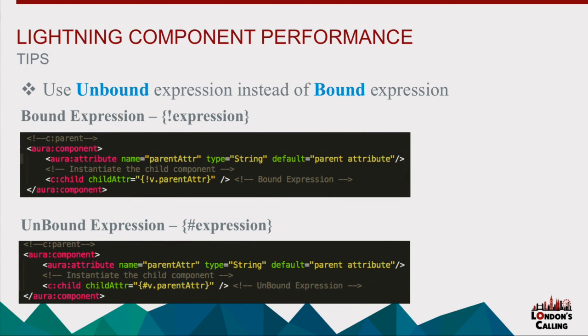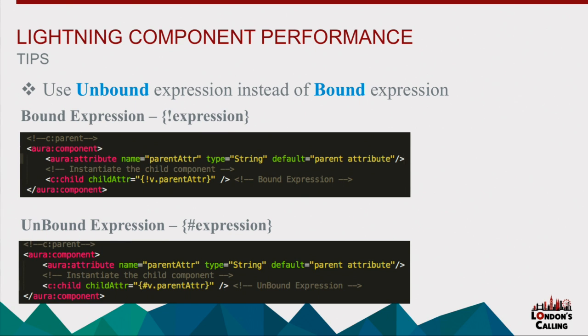This is, again, very new. I think it was recently released: unbound expression. So use unbound expression instead of bound expression. I think we're quite familiar with bound expression, which is curly brace, exclamation, and the variable name. So what you would do is you'd have a parent component, which has its own attribute, and a child component with a child attribute, and you're passing the value of the parent attribute into the child attribute. This is quite common.